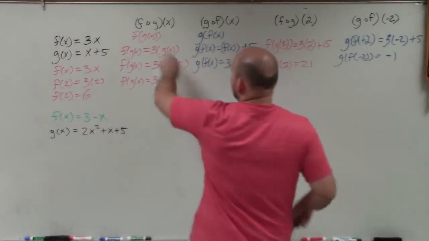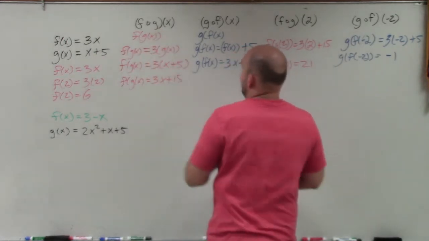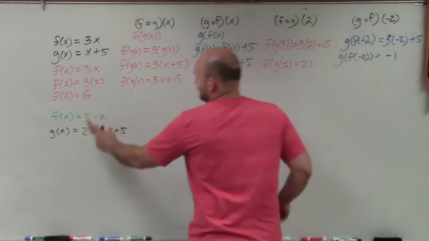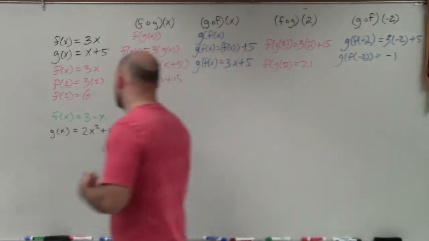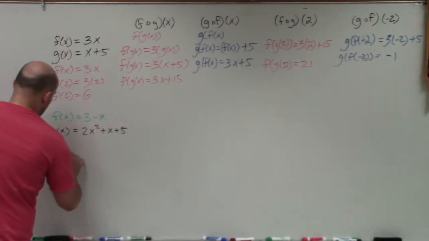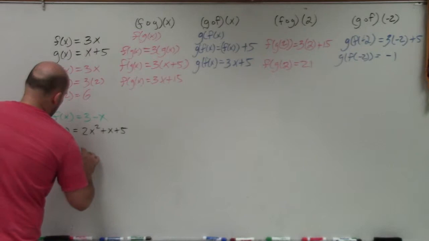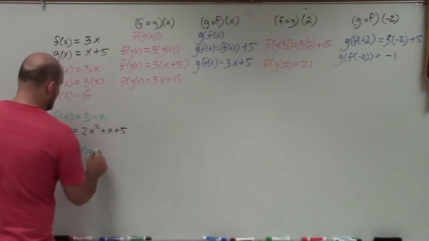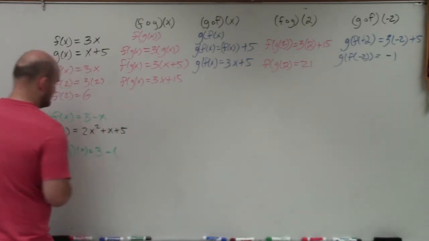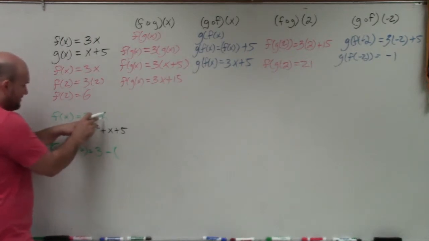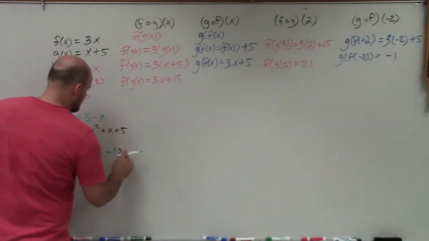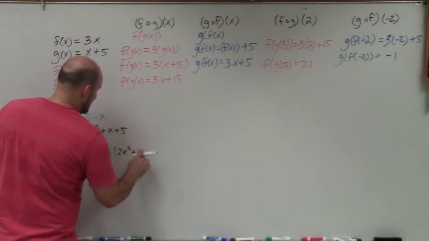So the first one we're going to do is f of g of x. What that means is I'm going to plug the g of x in for x. So it's going to look like this. f of g of x is going to equal 3 minus, instead of x, it's going to be g of x. Well, what does g of x equal? 2x squared plus x plus 5.